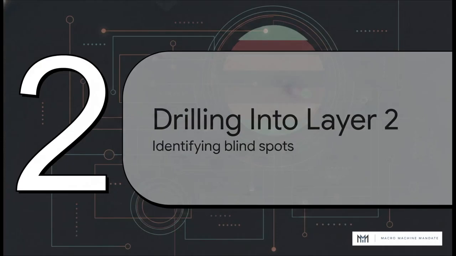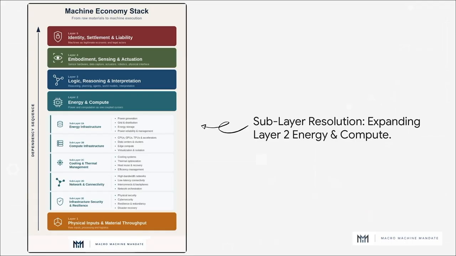Let's get into Section 2, drilling into Layer 2. We're utilizing sublayer resolution here to identify emerging blind spots. By applying this concept of resolution as our analytical tool, we start to see that Layer 2 isn't just one giant monolith. Actually, energy and computation are a tightly coupled system made up of highly distinct, measurable sublayers. Now, the goal here isn't to overcomplicate the map, it's to make the stack a much sharper tool so we can pinpoint blind spots way before the broader market does.